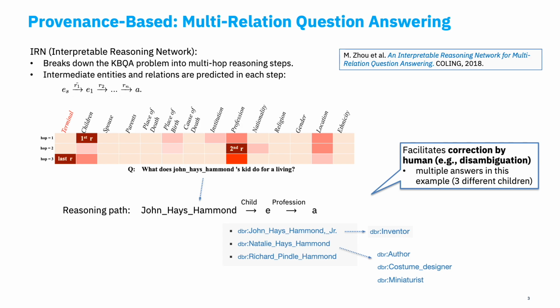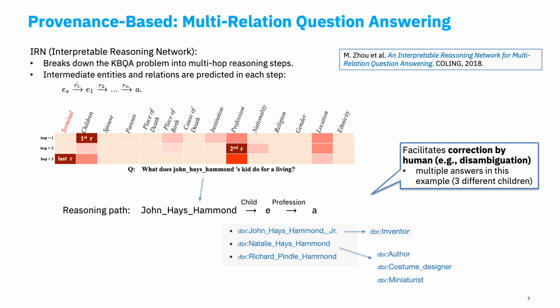As an example, consider the following question: what does John Hammond's kid do for a living? This approach will produce a reasoning path by first linking the entity John Hayes Hammond to an actual knowledge-based entity, followed by two hops of relation prediction. Each row in the figure represents a probability distribution over each relation in these hops. The first row predicts the child predicate, while the second row predicts the profession predicate.